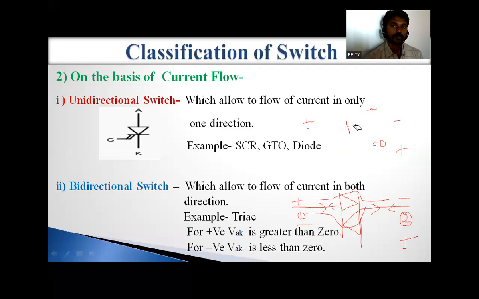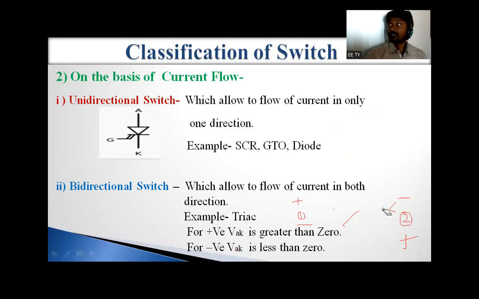Anyone? At least put a message in the chat box. What do I have to understand? Bidirectional device, another device: the triac. This is also a bidirectional device, the switching. The current flows in both directions.